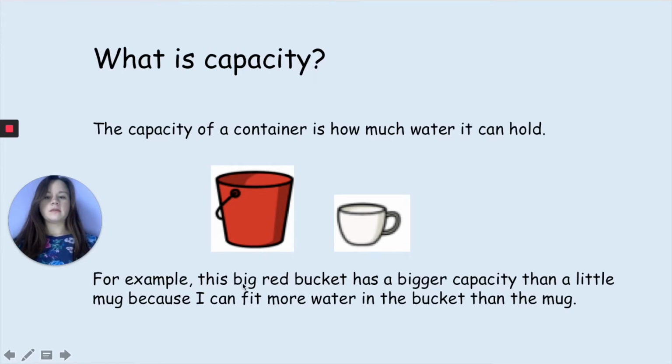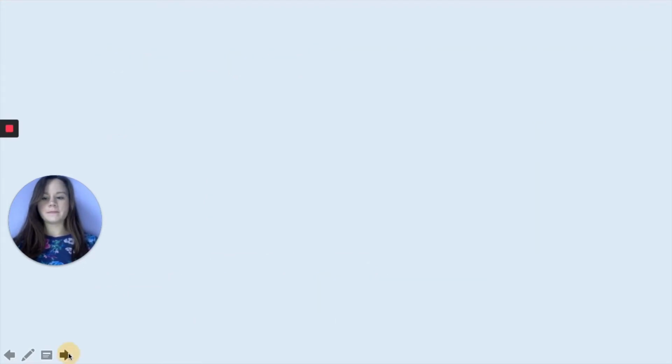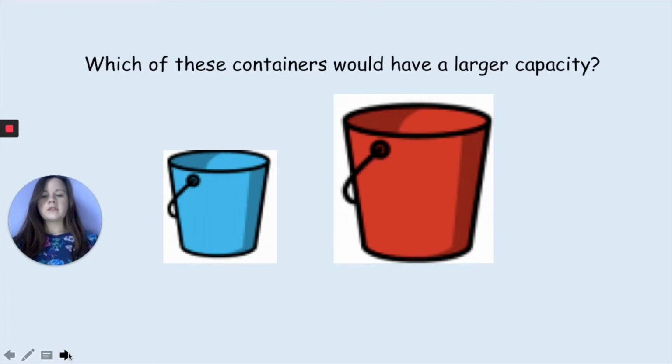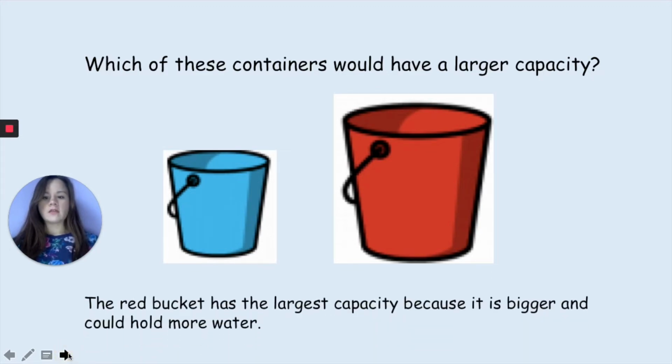So the capacity of the red bucket is bigger than the capacity of the small mug because we can fit more water into the bucket than the mug. Pause the video to tell me which of these containers would have a larger capacity, the small blue one or the red one. The red bucket has the largest capacity because it is bigger and could hold more water.